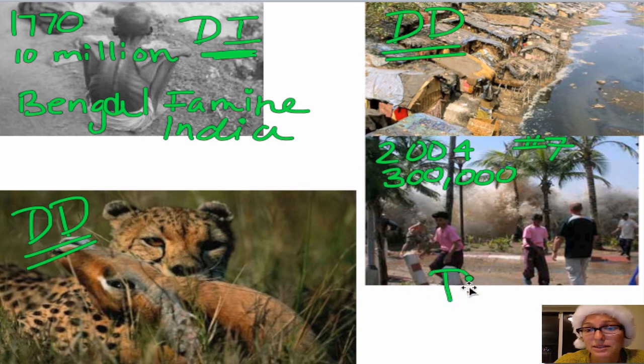It would be considered a density independent factor, right? The tsunami wasn't like, oh, there's a lot of people that live here, so I'm going to aim for this area. No, there is no pattern. Well, there was a pattern, but in terms of how dense the population was, it didn't matter. It affected uninhabited coasts, and it affected coasts with large cities on them. All the same, it was a density independent limiting factor.